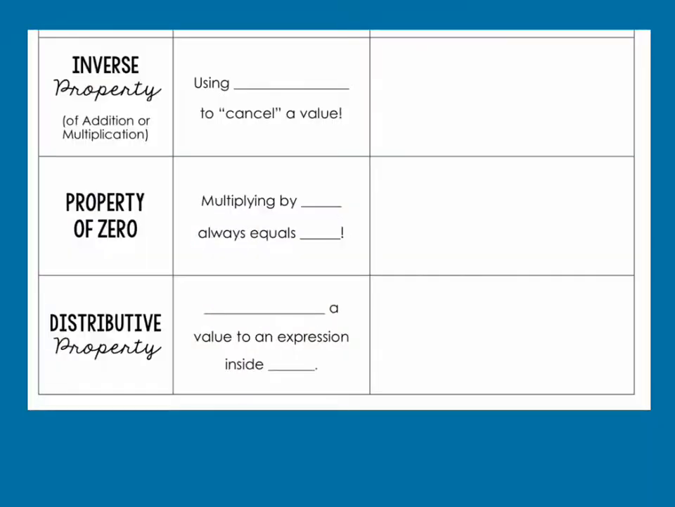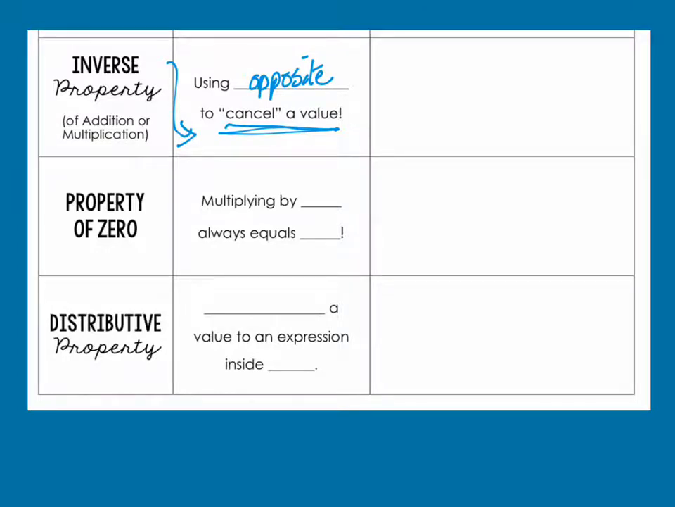Let's go to the next set. Okay, the inverse property is of addition and multiplication. It says, what do I use to get, well, you kind of have to know what the inverse is, to cancel a value, to make it go away. So you use the inverse to make it go away. So the opposite we would put here. Use the opposite to go away. That's called the inverse property.